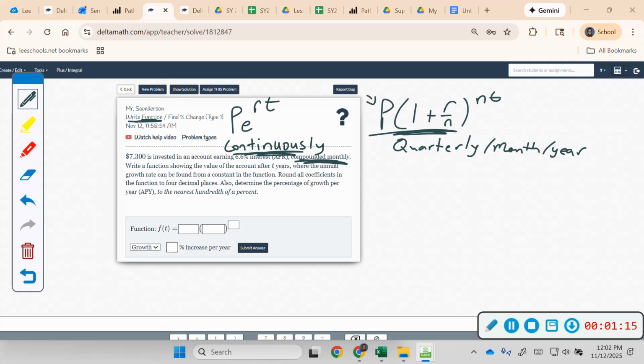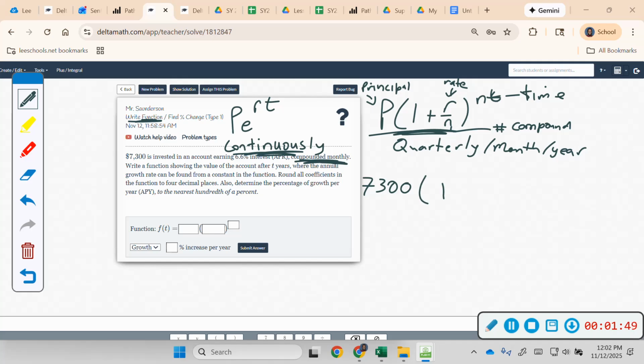You need to remember that P is your principal, or your starting amount. R represents your rate, which normally correlates with your percentage. N represents the number compounded by, and T represents the time. In this case, the 7,300 is the principal because that's the amount you're starting with before you started to change.